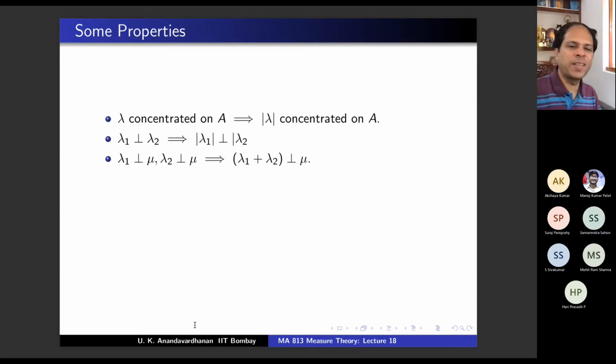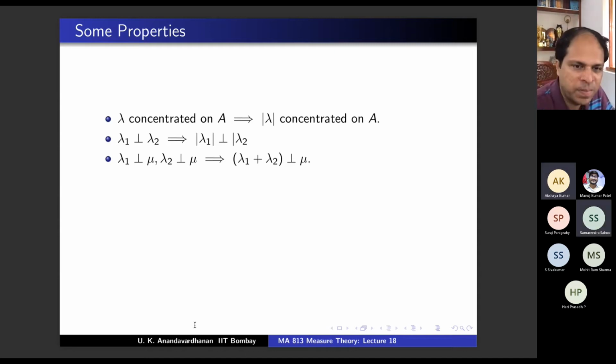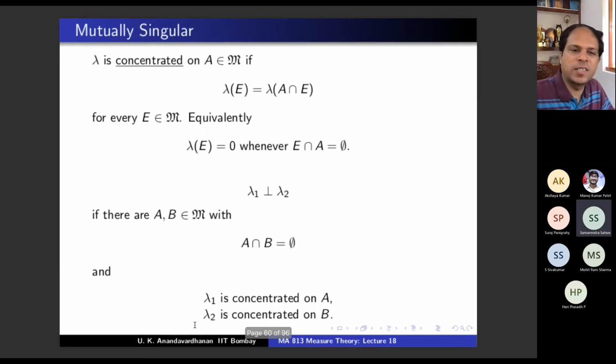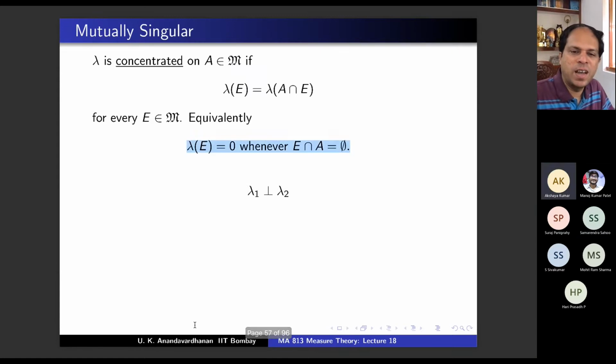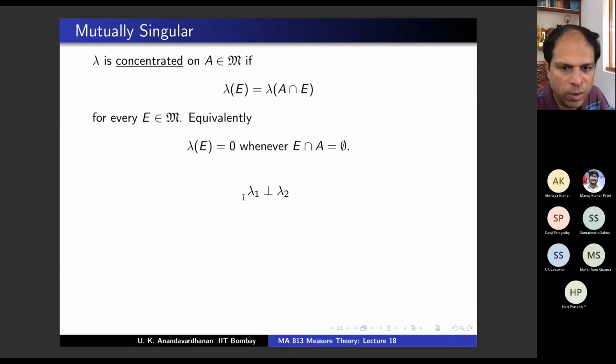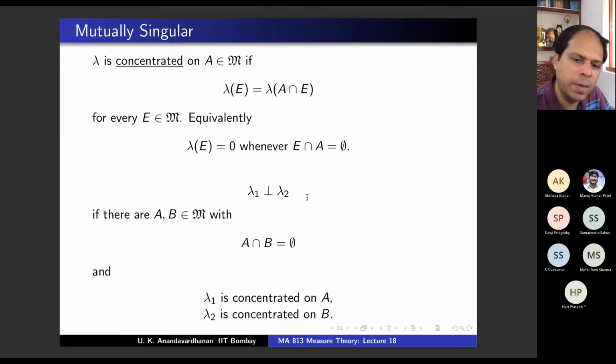D. Yeah, so this is the point that I want to discuss. Is it A already or is it another D? Another D. So let's check the definition once again. Mutually singular, we want to know the definition of mutually singular, right? So this is the definition. Lambda 1 and lambda 2 are mutually singular if there are A and B, A intersection B is empty, with lambda 1 concentrated on A, lambda 2 concentrated on B.